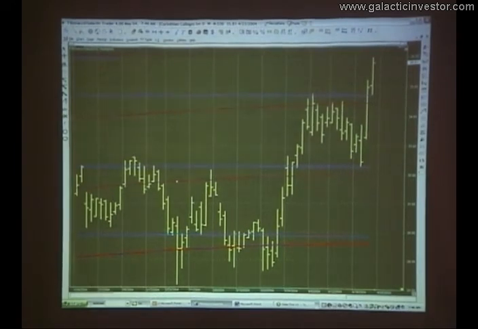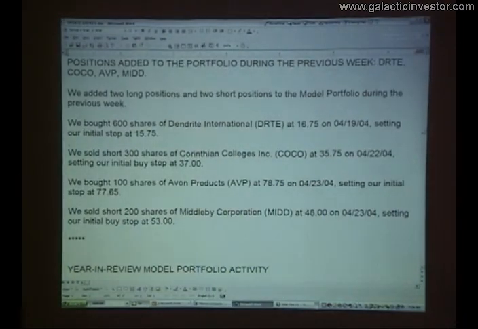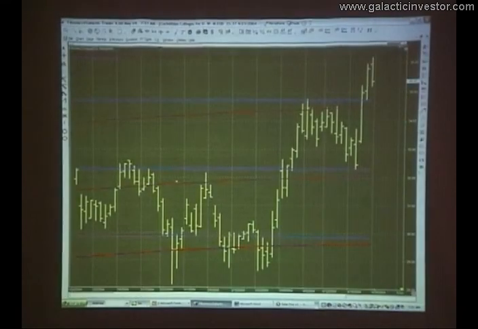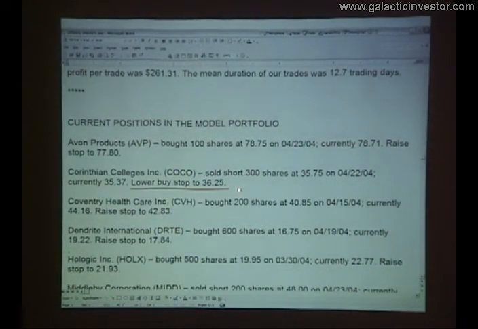The daily low on this bar, let's see. Okay. So we shorted it there. Let's go here. There we go. And then what we do here at the end of the week is lower the buy stop down to $36.25 after it's come along.